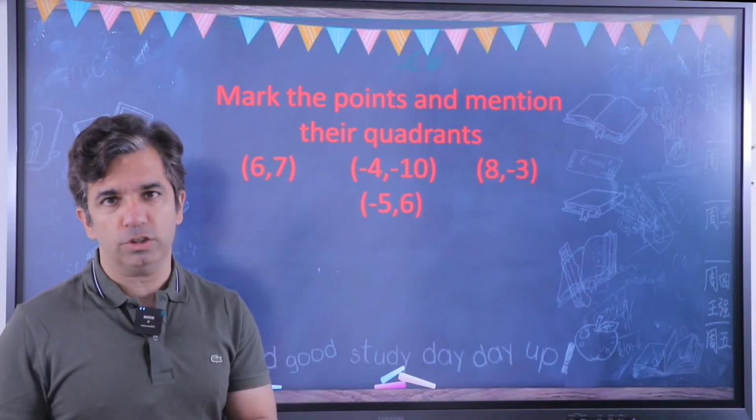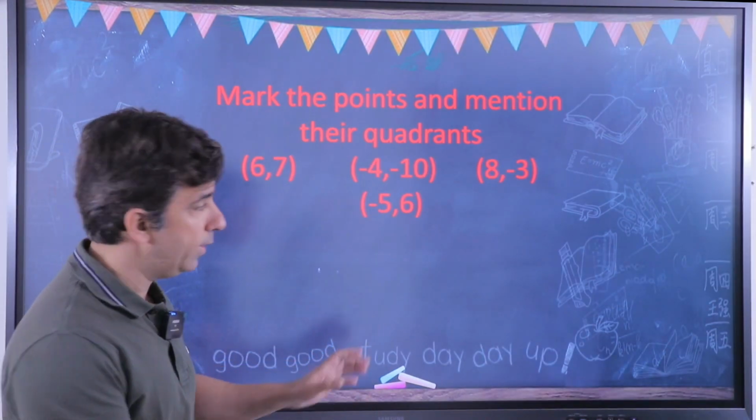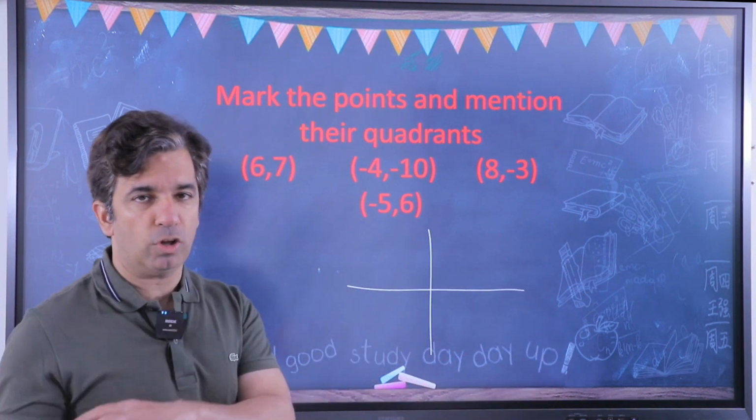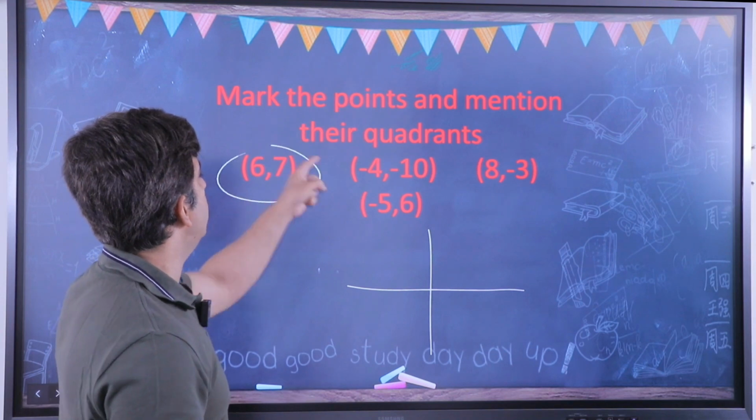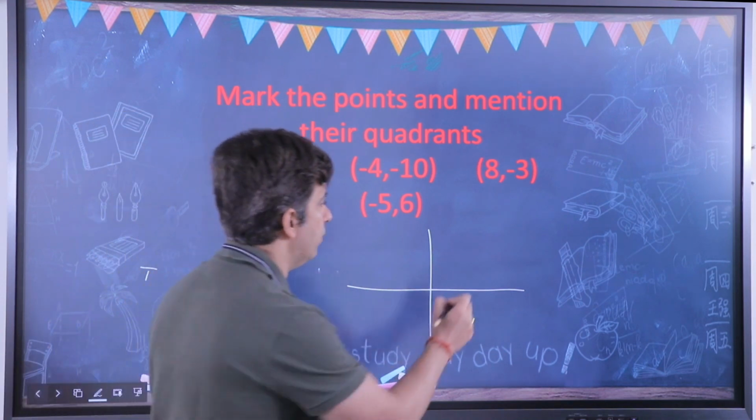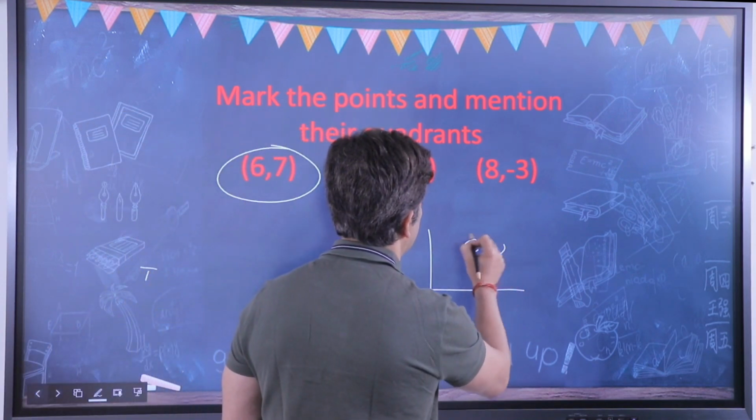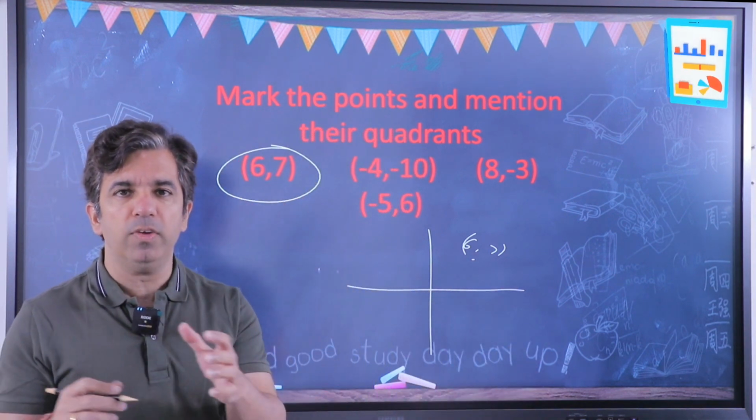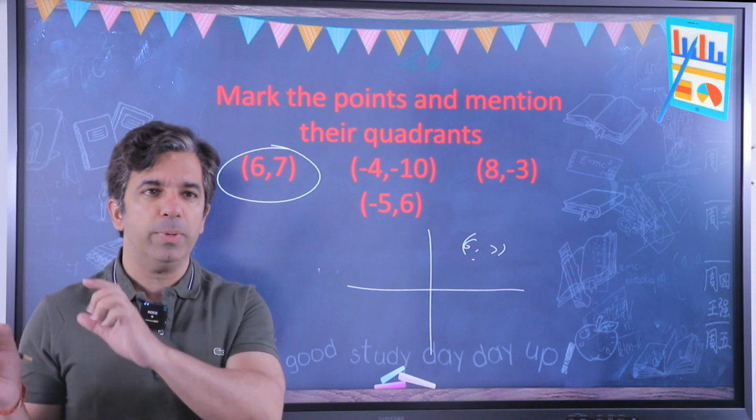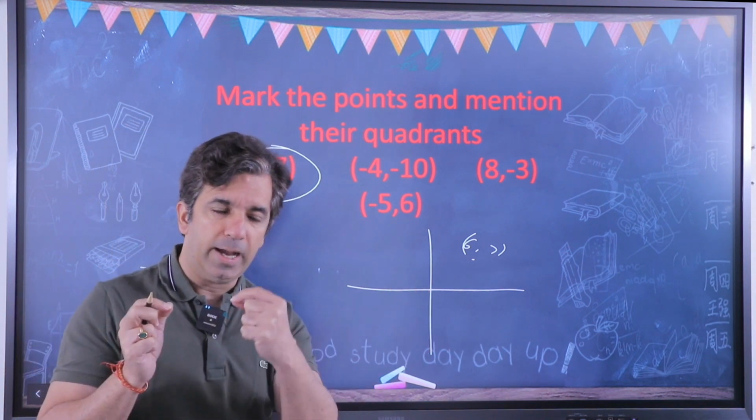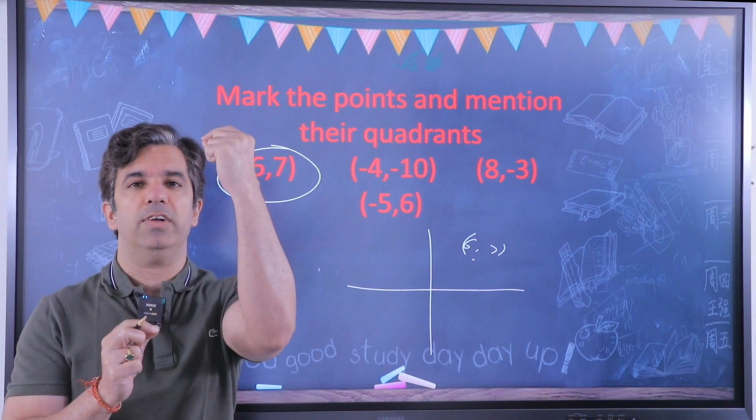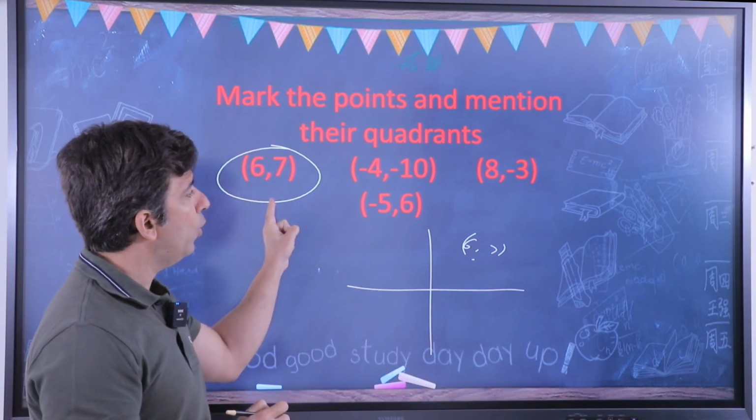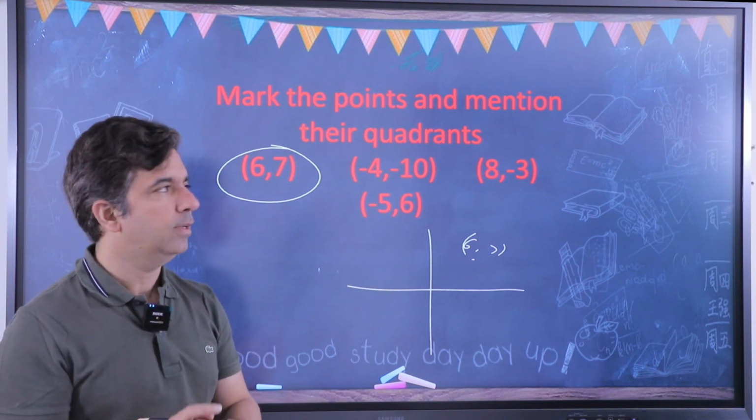Now we have just solved this question and it was a very simple one. In the same manner in which we solved the last question, 6, 7 was in the first quadrant, somewhere here. If we have marked it somewhere here, we don't need to worry about the distances and all that stuff, but we know the process. 6 means we move horizontally 6 and 7 means we go vertically 7. X comes first, horizontal, vertical. So this point is in the first quadrant.